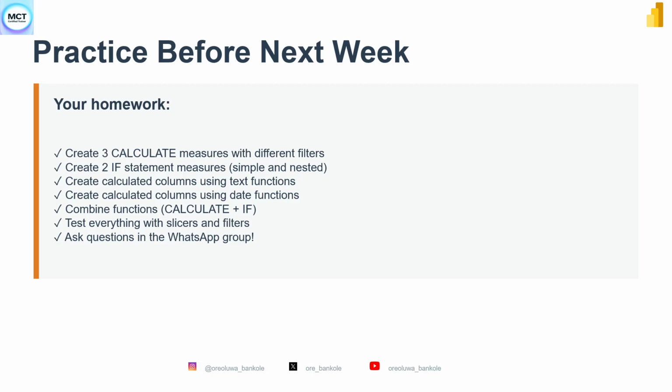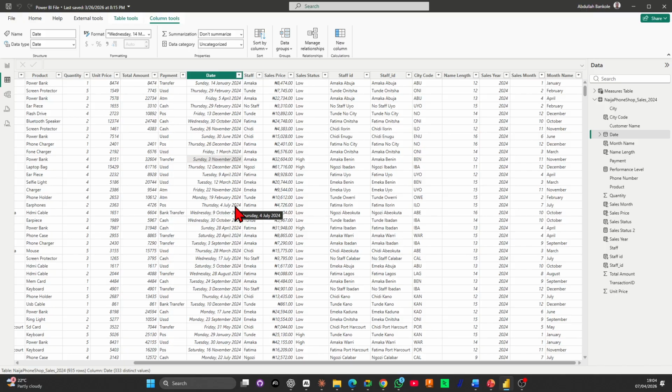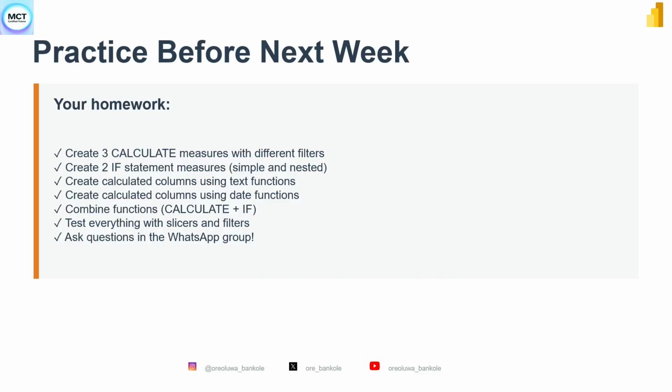I want you to also create a calculated column using date function. Now, an example of that is you might want to say, okay, how many days, since this is the date, right? Between this day and today, how many days has this person done whatever they did? For example, when was the last time they patronized us? Something like that. You can use calculated column for that. Then, if you have any questions, please feel free to ask in the WhatsApp group.